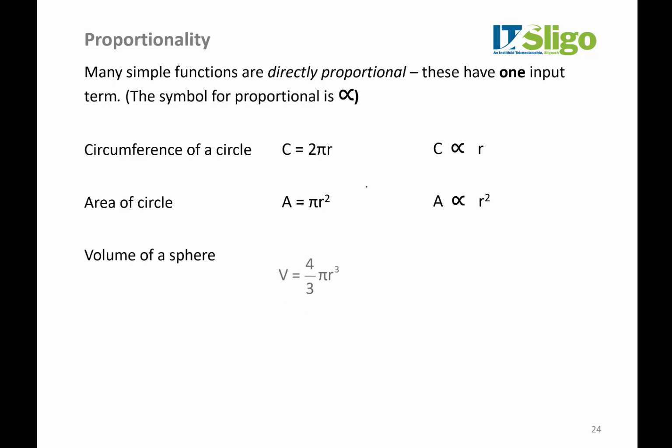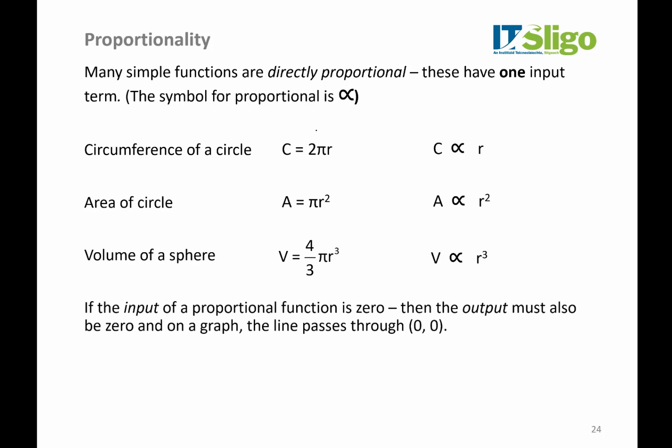We have the volume of a sphere. And here these are constant values. That's a constant. These are constants. So V depends on r cubed. V is proportional to r cubed.